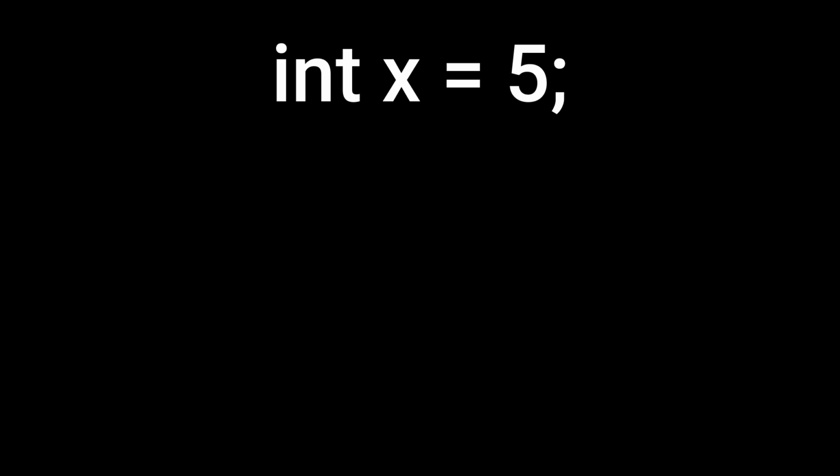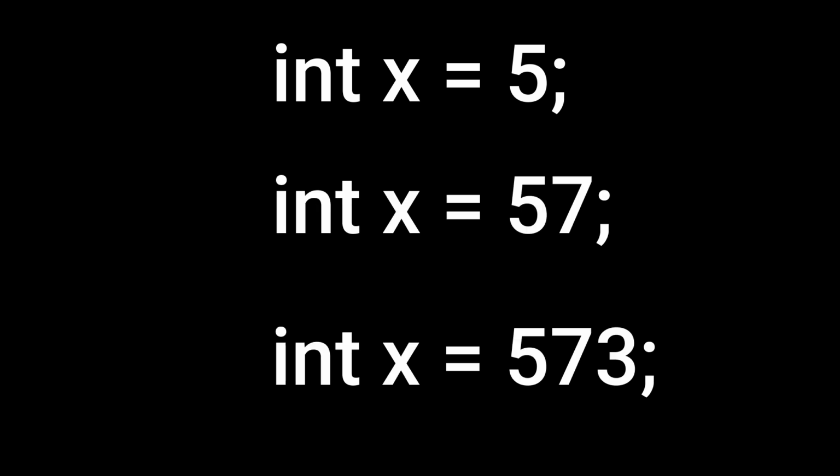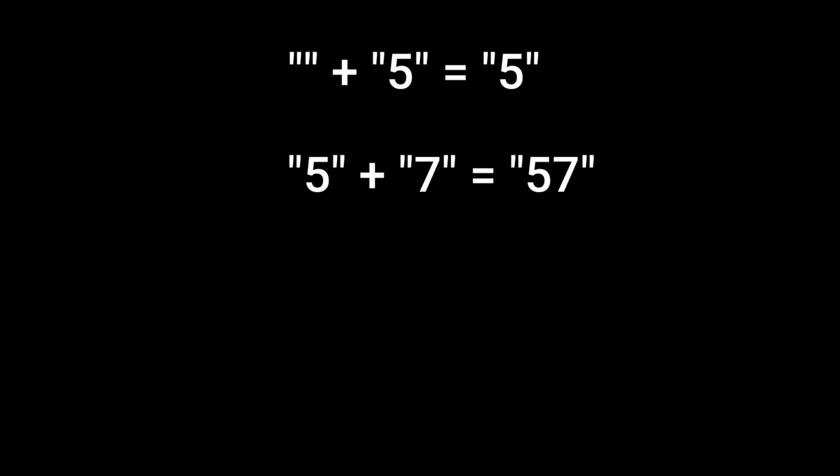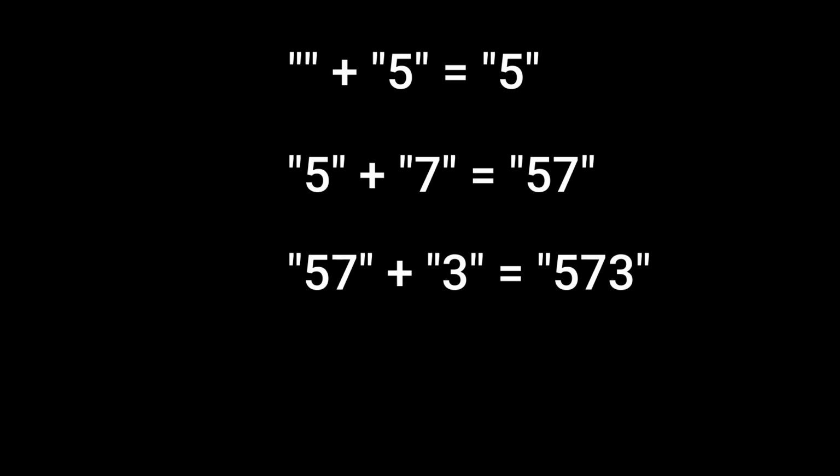If we used an integer, we'd have a big problem. Integers can only store complete numbers like 5, 57, or 573, but they can't help us build up a number one digit at a time. Strings, on the other hand, are perfect for this. A string can hold 5, then become 57, then become 573.